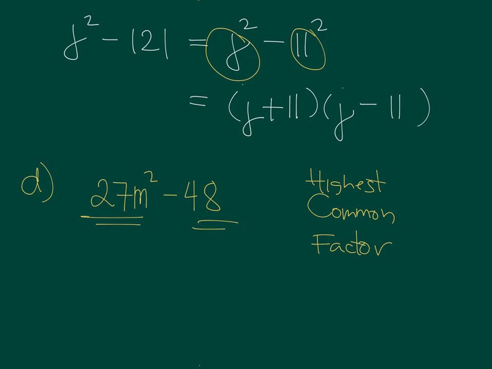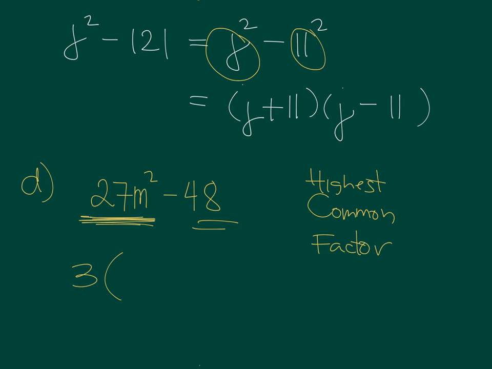If I look at 27 and 48, I notice that 27 and 48 are divisible by 3. So 3 is a common factor. So I have to think, is that the highest possible? Then we can try. Now for the case of m squared, there's no m in 48, so you cannot factor out the m. So first, what we can do, we factor out the 3 because it's a common factor for 27 and 48.